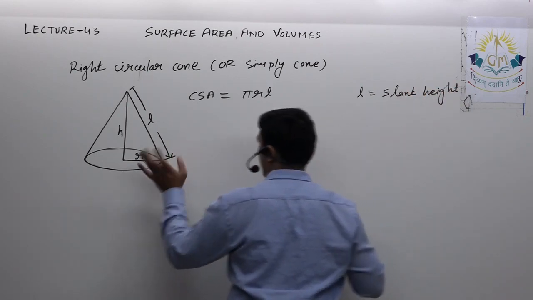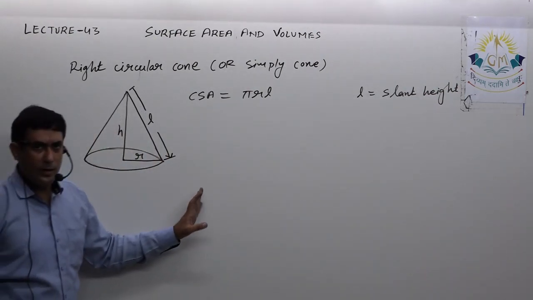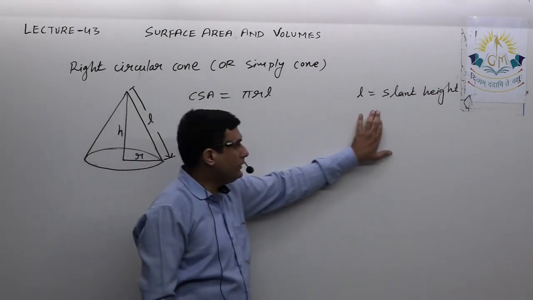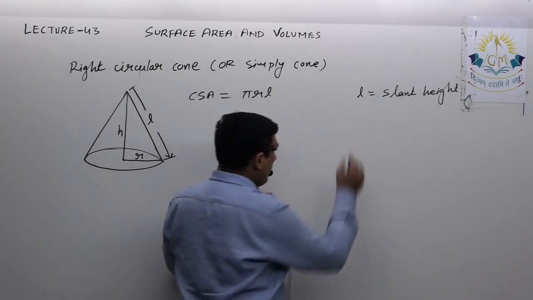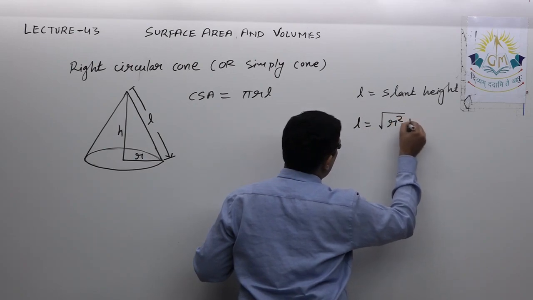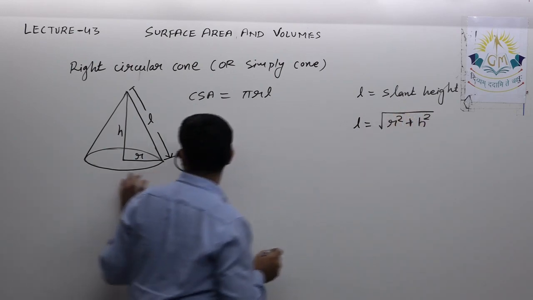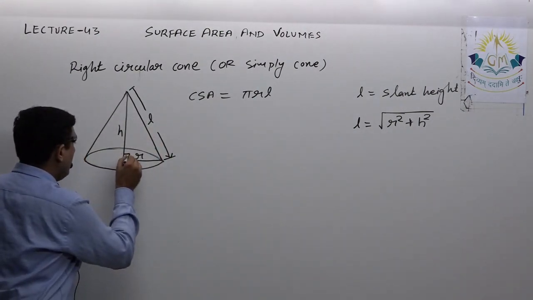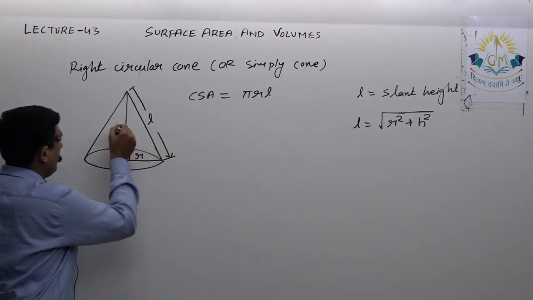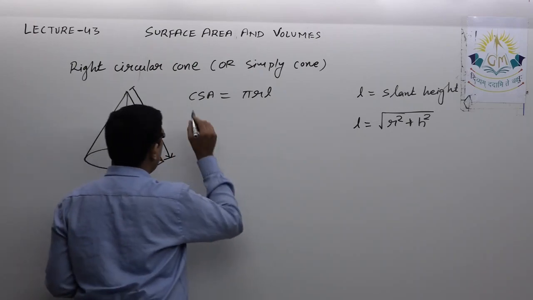H is definitely height, r is definitely radius. The remaining terminologies are as before. The only new terminology is slant height L. And also I can write L is equal to root of r square plus h square with the help of the Pythagoras theorem. This angle is 90 degrees, so by applying the Pythagoras theorem, L is equal to root of r square plus h square. So this is curved surface area.